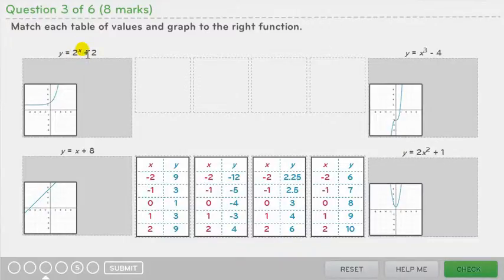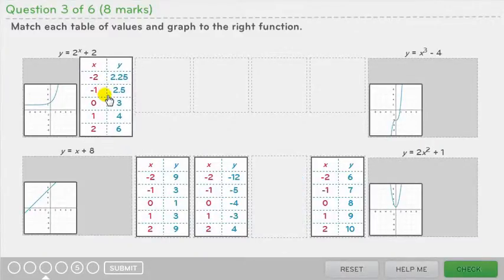2 to the power of 0 is equal to 1, and 1 plus 2 equals 3. So which one of these tables of values, when we have an x value of 0, gives a y value of 3? So this one gives a y value of 1, negative 4, 3, and 8. So the only one with an x value of 0 and a y value of 3 is this one.